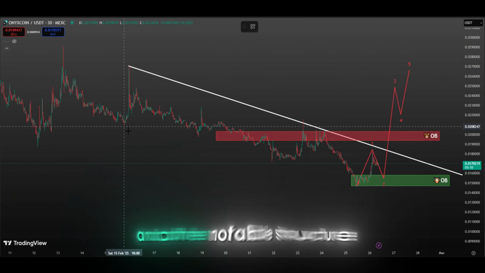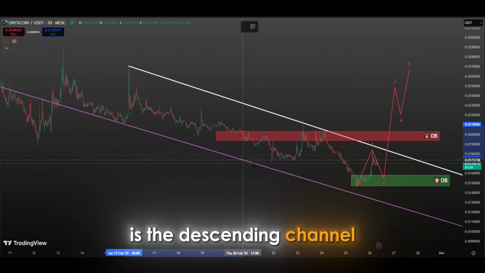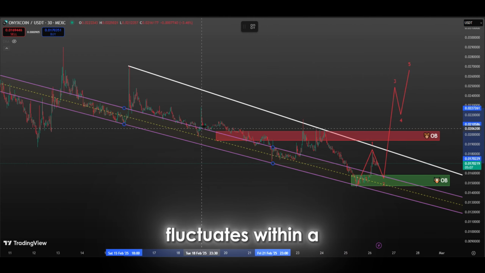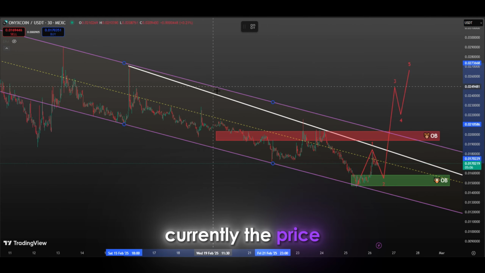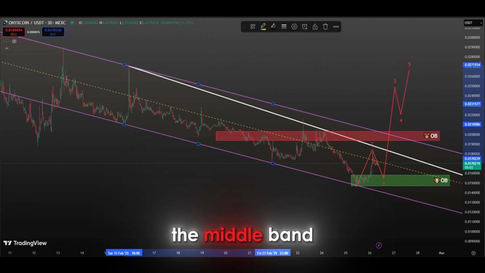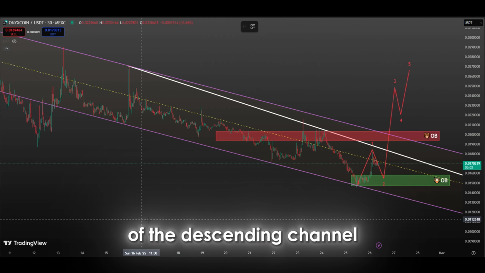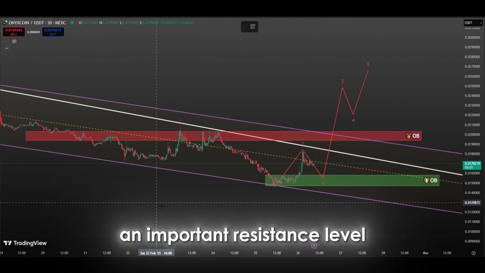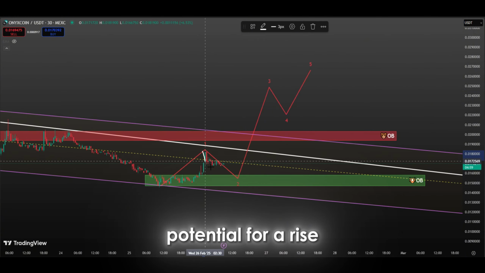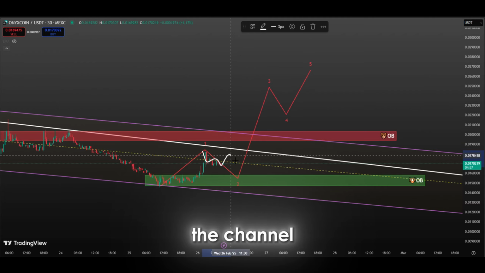Another notable structure on the chart is the descending channel. Such channels are usually formed in downtrends, and the price fluctuates within a certain range. Currently, the price is near the middle band of this descending channel and is making an effort to break above it. The middle band of the descending channel often works as an important resistance level. If the price is able to break through this level, there is a potential for a rise up to the upper band of the channel.